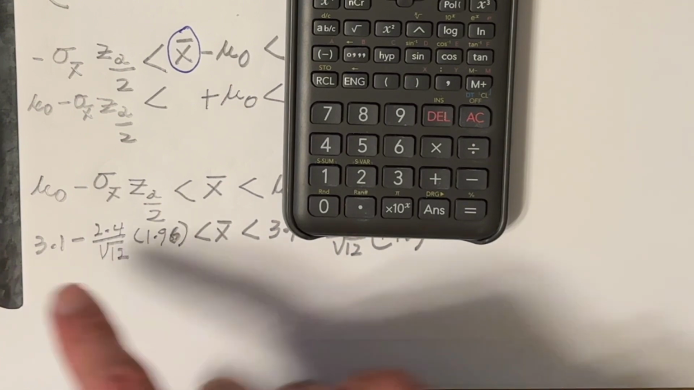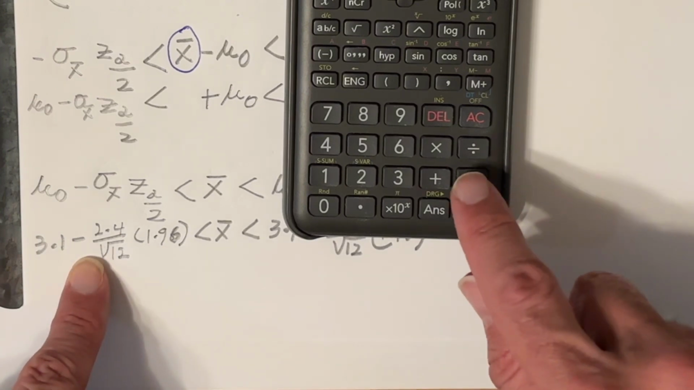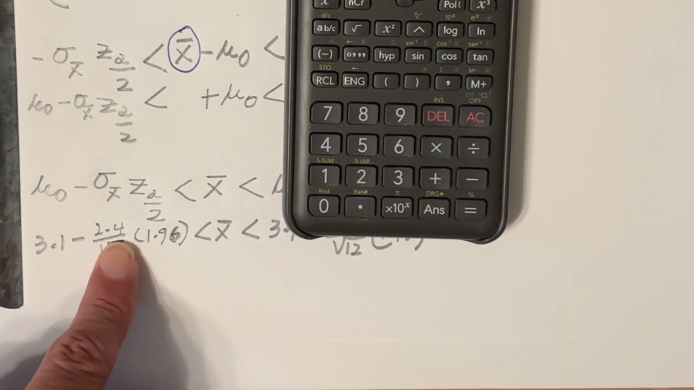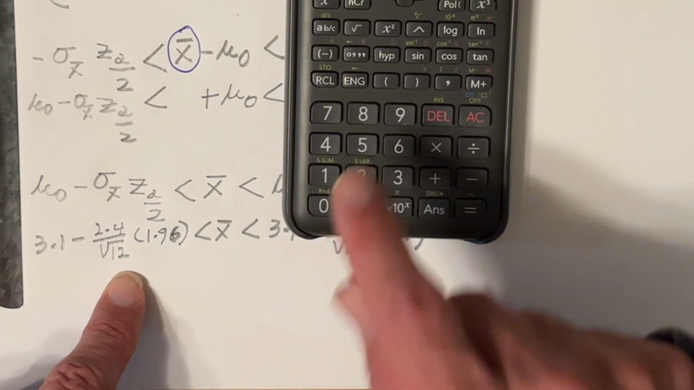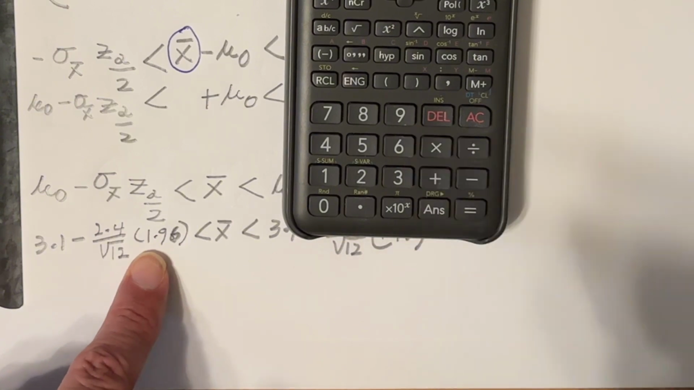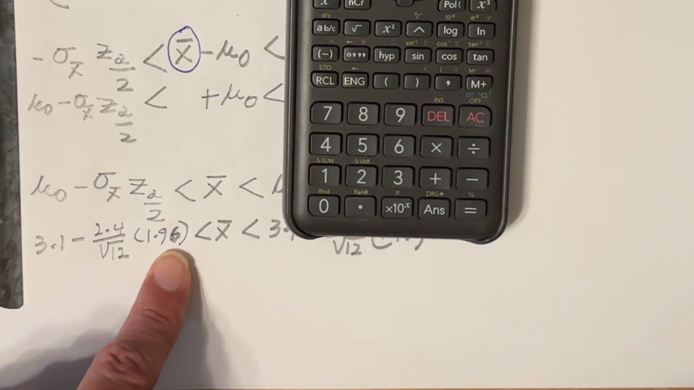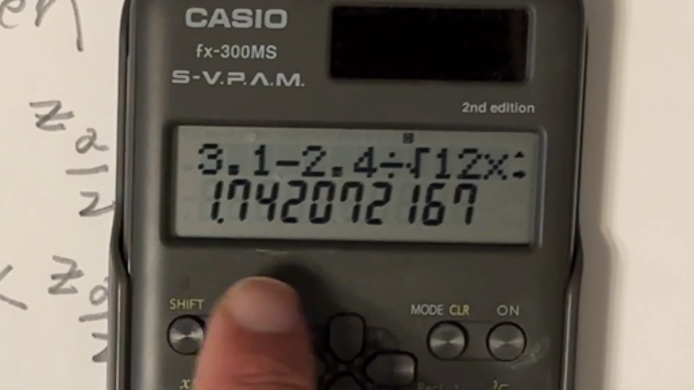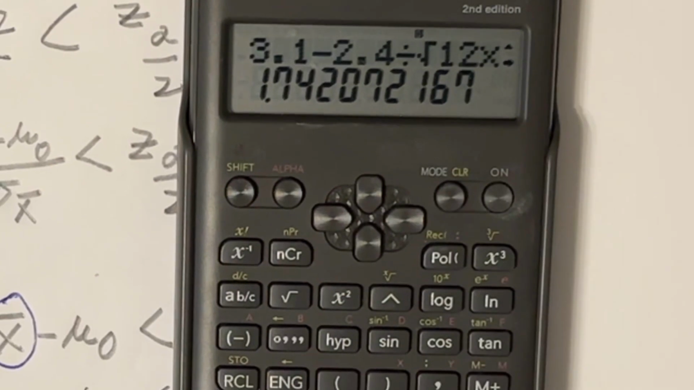So the first thing we're going to do is hit 3.1 and then the minus button, and then 2.4, and then the divided by button, and then the square root button, and then 12, and then the times button, and then 1.96, which was z sub alpha over 2. And then we're going to hit the equals button, and let's round this off to the nearest thousandth, so we get 1.742.